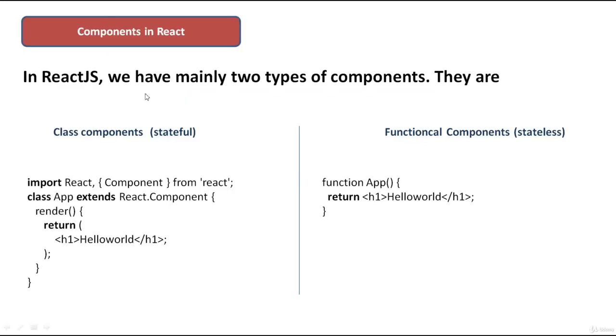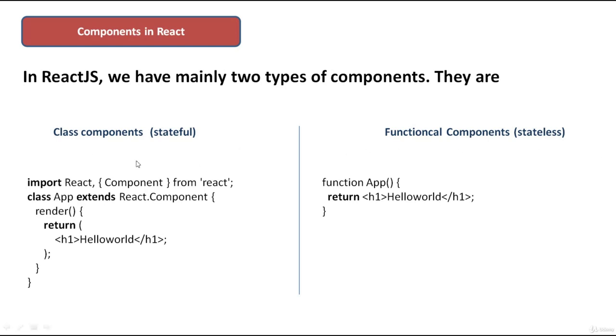In React.js, we have mainly two types of components: class components and functional components. Class components are also called stateful components and functional components are also called stateless components. In further videos, we will discuss stateful and stateless components. Now we will discuss only how to print hello world on the screen using these two components.